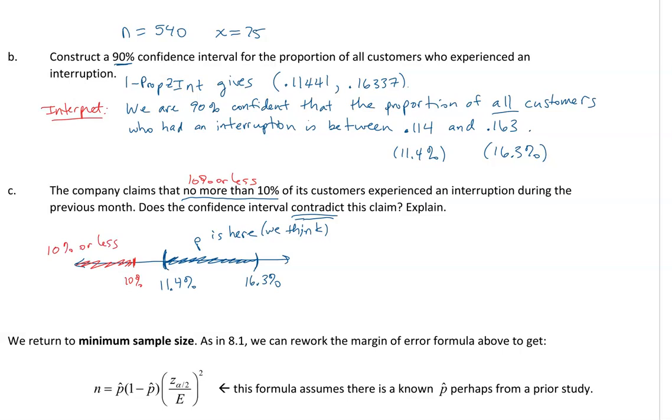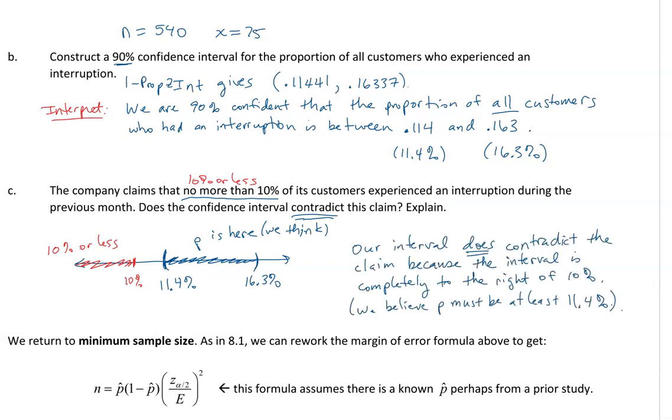So is P possibly less than 10%? I don't think so, not according to this graph. P is well above 10%. So our interval does contradict the claim. The claim is that only 10%, less than 10%, and we're seeing over 11%, all the way up to 16%. I'll pause to write it down. Okay, here's what I wrote. Our interval does contradict the claim because the interval is completely to the right of 10%. In other words, we're believing that P, the population proportion, must be at least 11.4%, maybe even bigger than that.